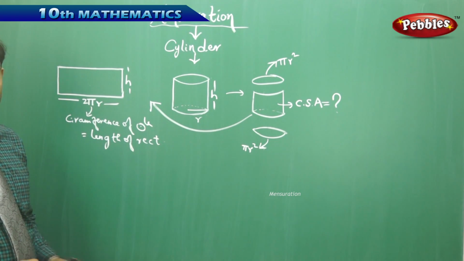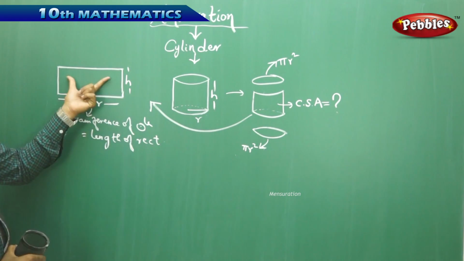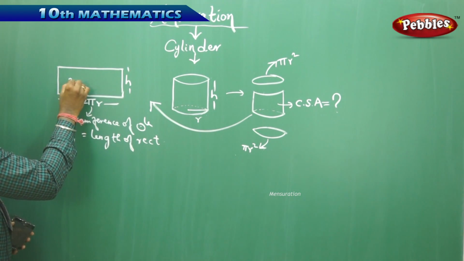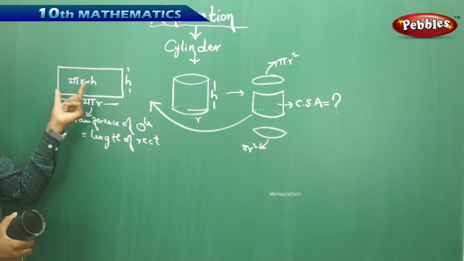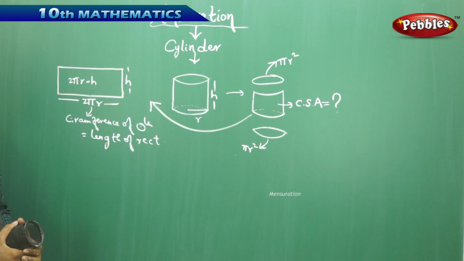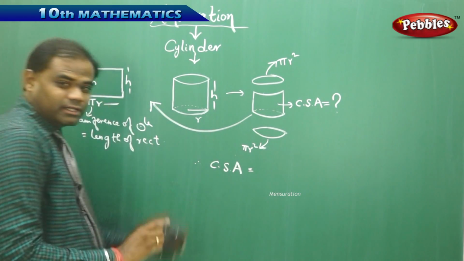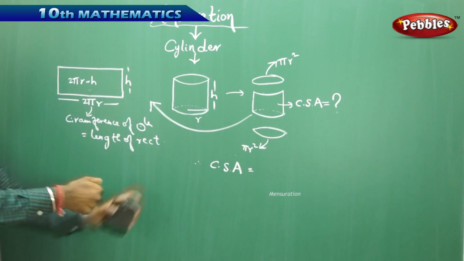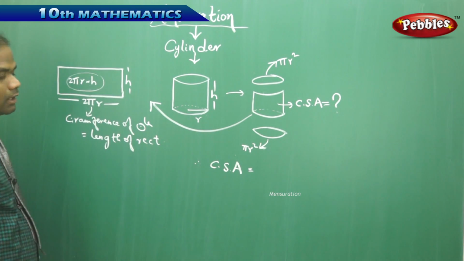Therefore, my total surface area is the area of the upper region, the area of the lower region, and the area of the rectangle, which we clearly know is 2 pi r into h, because length into width is this into this. Therefore, if I want to find the curved surface area, I take only the curved part, which is nothing but the rectangle. When the curved part is pulled straight onto a flat surface, I get a rectangular strip with these dimensions. Therefore, the curved surface area would be 2 pi r into h.